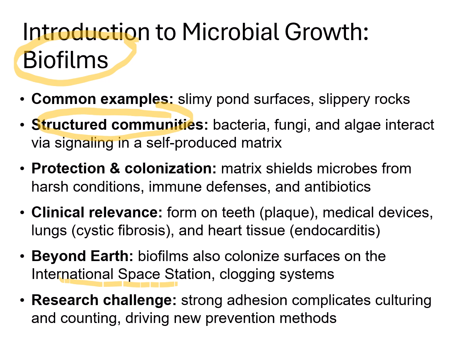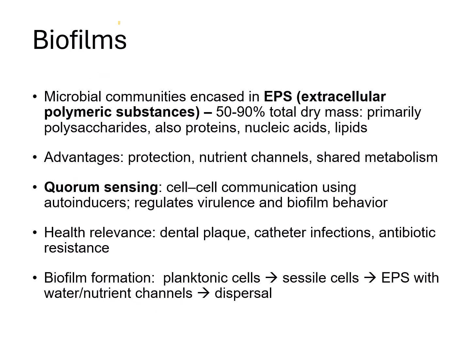Because of their protection, biofilm-associated microbes are harder to kill and more resistant to antibiotics. So new strategies focus on preventing microbial adhesion to surfaces rather than trying to kill cells that are already present in biofilms. These biofilms or communities are encased in EPS, and that stands for extracellular polymeric substances. And these make up 50 to 90% of the biofilm's dry mass.